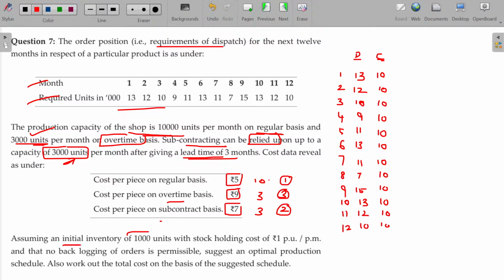Assuming that the initial inventory being 1,000 units, already we have opening stock of 1,000 units, and the stock holding cost being 1 unit per month, and that no backlogging of orders is permissible. You cannot supply late. Okay, suggest an optimal production schedule, right? So we produced all these things, right? Now what you have to do? You can go for the overtime or subcontract.